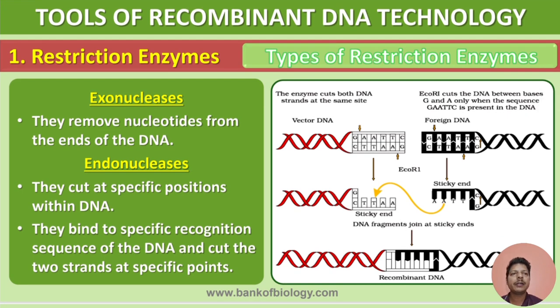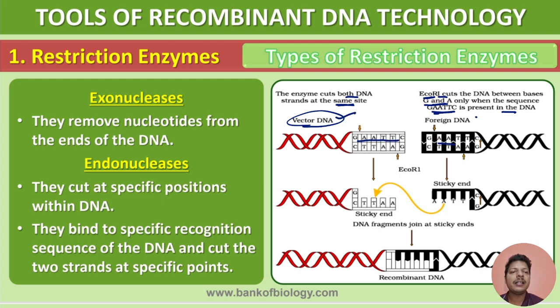Here you can see it is a vector DNA. The enzyme cuts both DNA strands at the same site. It is a vector DNA. And EcoRI cuts the DNA between the bases G and A only. Remember, EcoRI cuts the DNA between the bases G and A only. So it has to find that particular sequence, then it goes for a cut. When the sequence GAATTC is present in the DNA, you can see here GAATTC is present here, and on this side also.